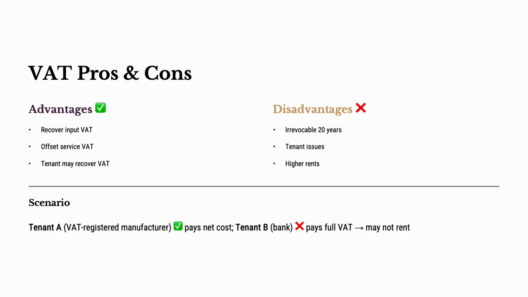Of course, you need to look at the market. Here is where it matters. Imagine you have opted to tax and you are trying to let the property. Tenant A is a VAT registered manufacturer. They pay rent of £60,000 plus £12,000 VAT, total £72,000, but they recover the £12,000 VAT. So their real cost is £60,000. They are happy. Tenant B is a bank. A bank provides exempt financial services, so they cannot recover VAT. They pay rent of £60,000 plus £12,000 VAT, and they can't recover that £12,000. Their real cost is £72,000. They are not happy, and they might not rent from you and move to another building.